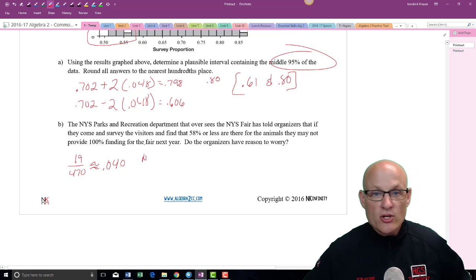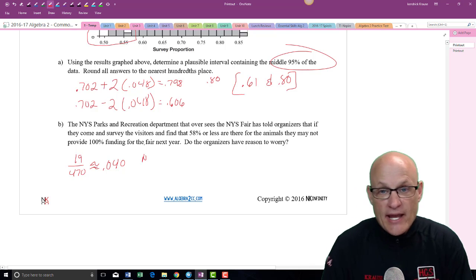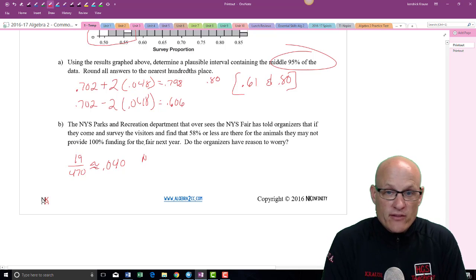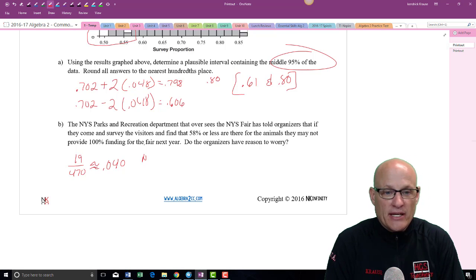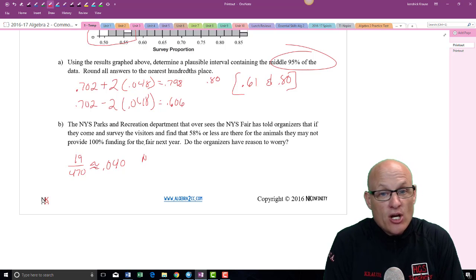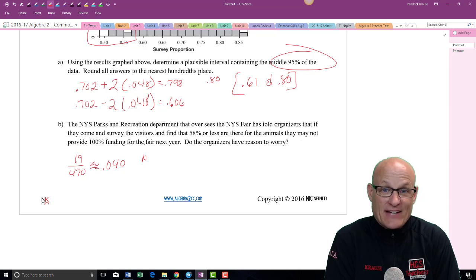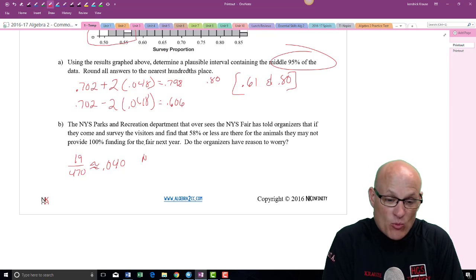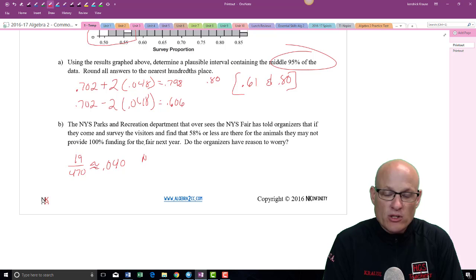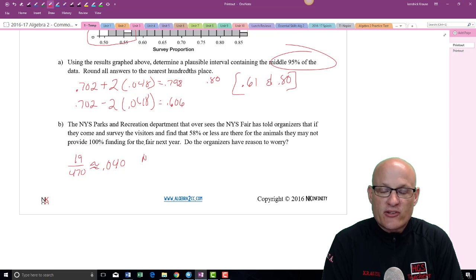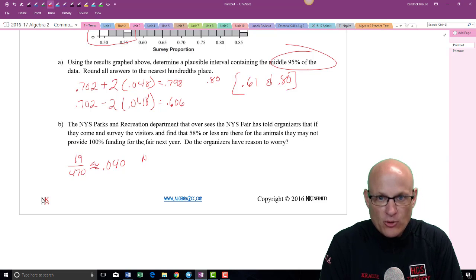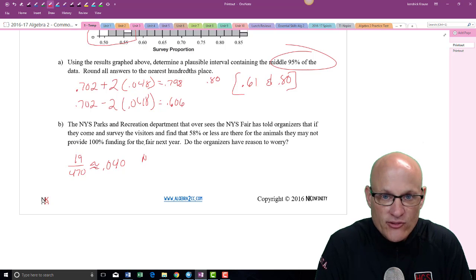Do the organizers have reason to worry? No, I'm just going to say it. No, the organizers do not have reason to worry. The chance of them coming and getting a sample distribution that is 58% or less is only about 4%. The cutoff would be 5%. If it was more than 5%, then they have some reason to be worried. But they really don't have reason to worry because it's not very likely to happen. Boom. There's your answer. And that ends day 1.